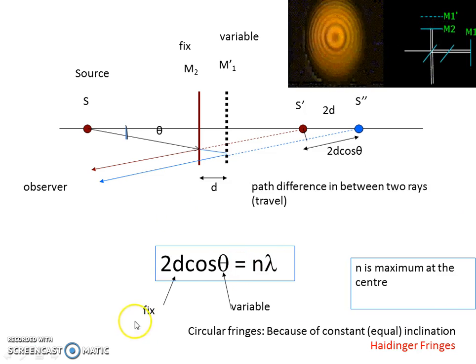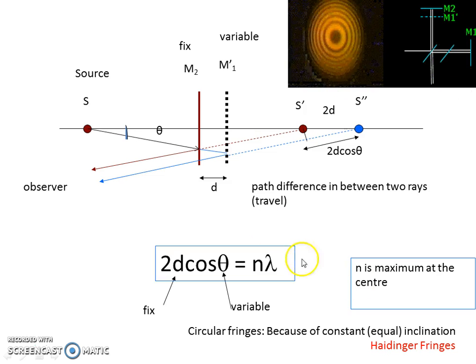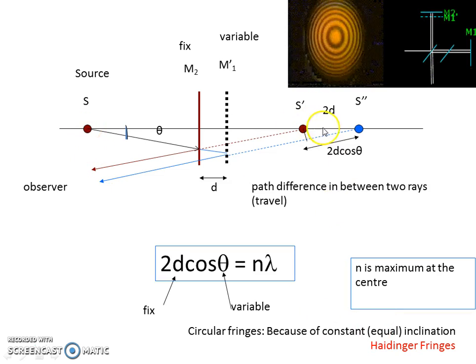So here the formula is 2 times d, because it is 2 times the distance between here and here. So 2 times d, 2d cos theta. 2d cos theta is equal to n lambda. Here the fringes are circular, and because of constant equal inclination, these fringes are said to be Haidinger fringes. If you observe from here, you get only 2d equal to n lambda.